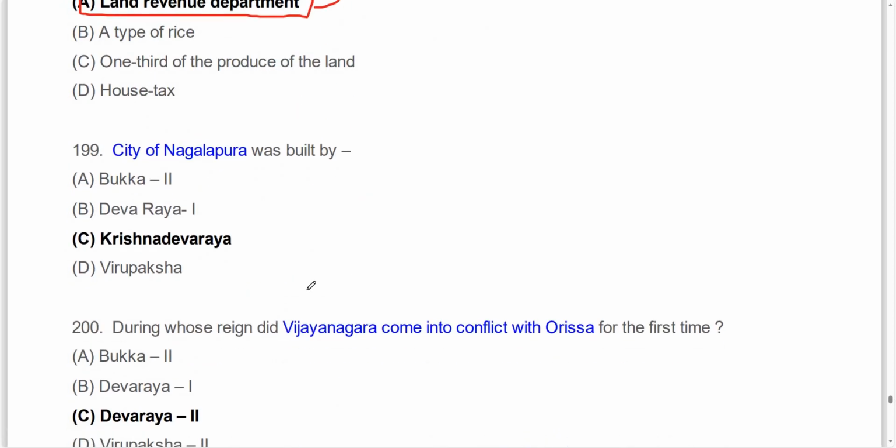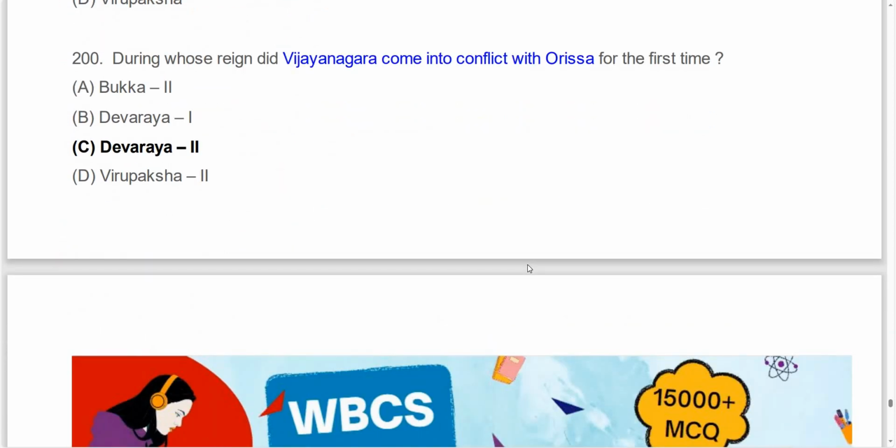The city of Nagalapura was built by Krishnadevaraya. Krishnadevaraya is the one who built the city of Nagalapura. Moving on to the next question.